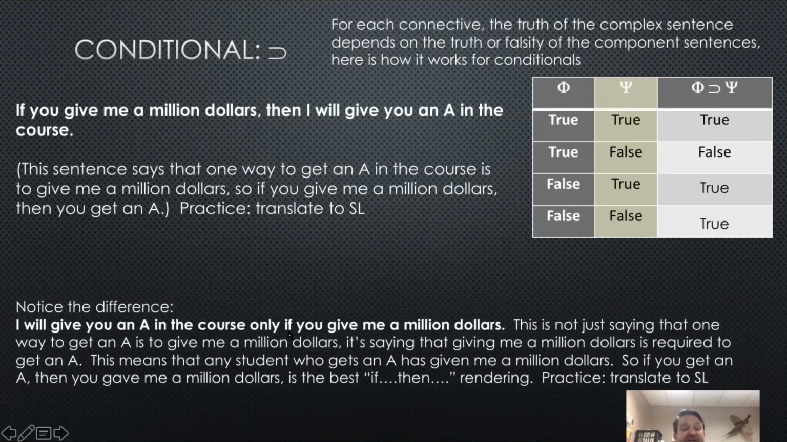So "only if" is much different than "if." "If" is going to identify an antecedent of our conditional, "only if" is always going to identify the consequent.